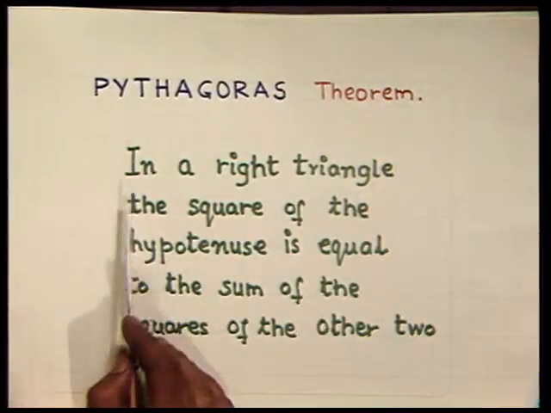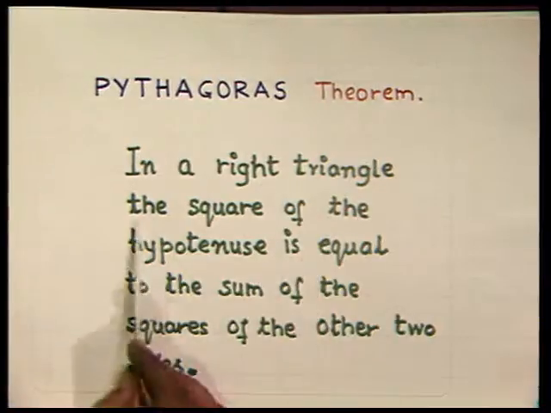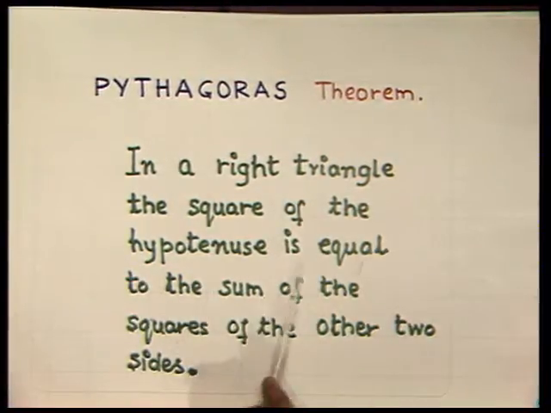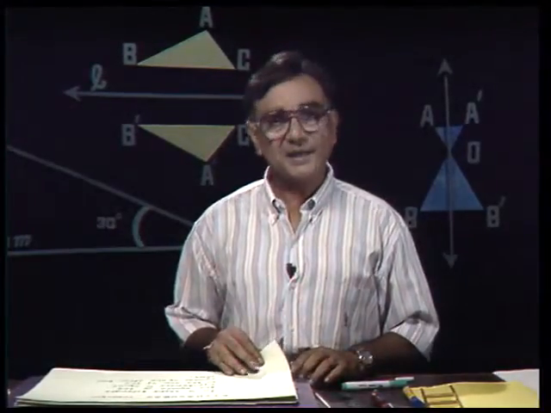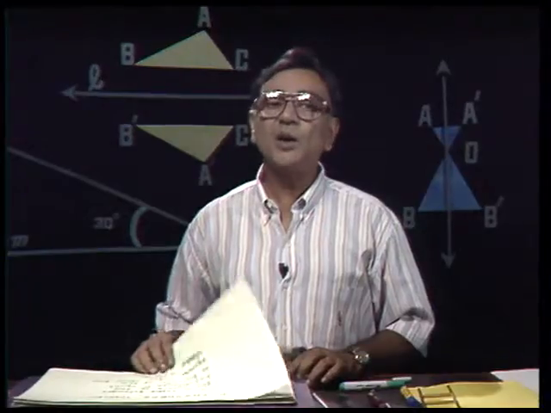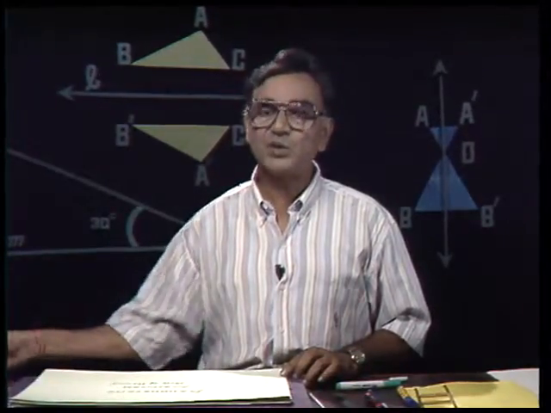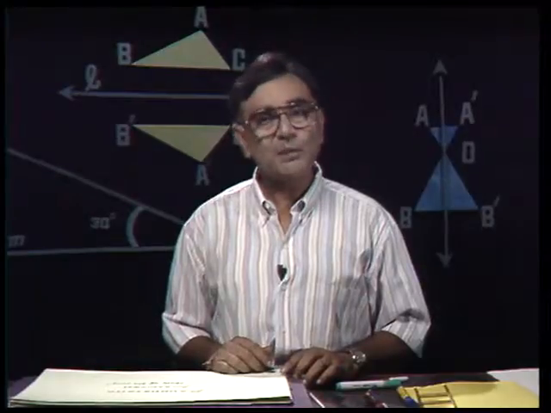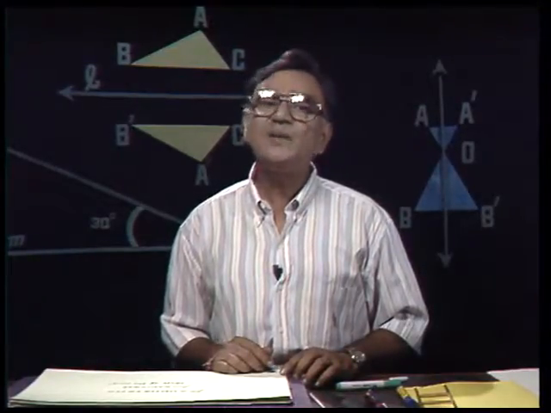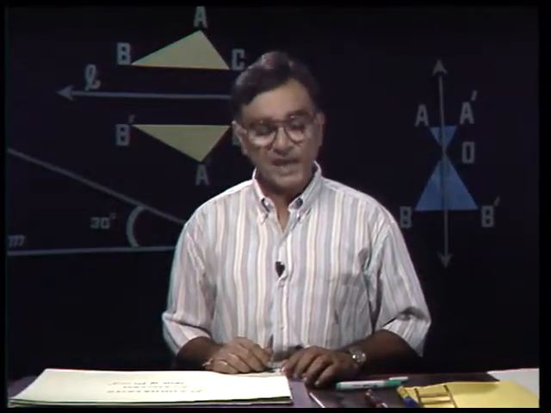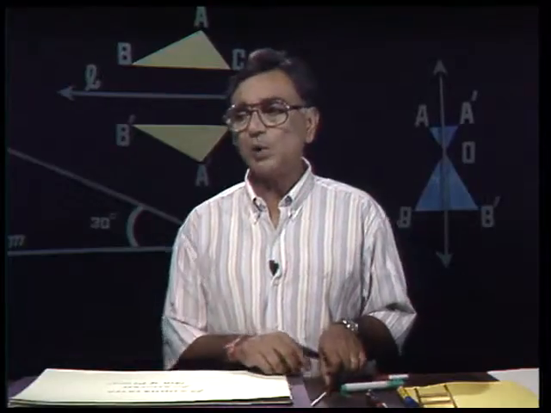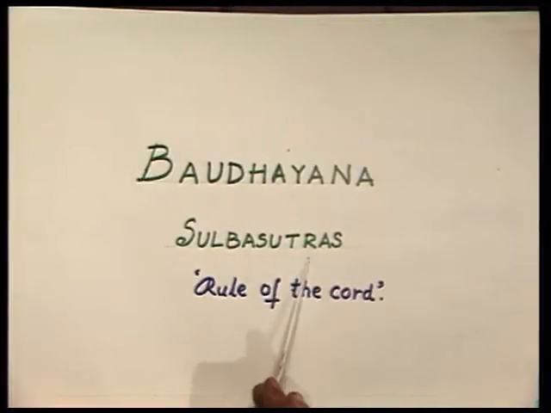Now, according to Pythagoras theorem, in a right triangle, the square of the hypotenuse is equal to the sum of the squares of the other two sides. Though this concept was given by Pythagoras, it was very well known to Indians about 200 years before Pythagoras. And we can find mention of this in Bodhayan's Sulbha Sutra.